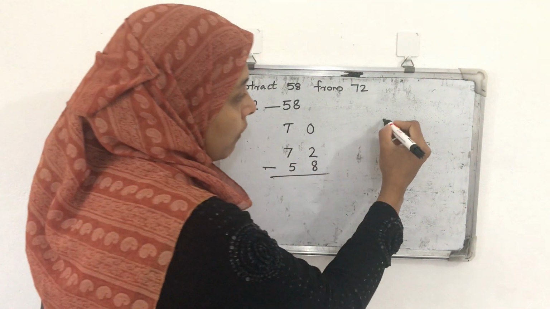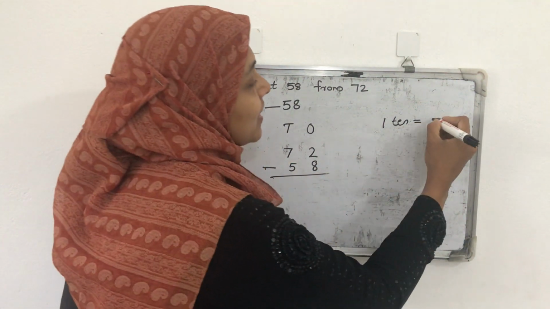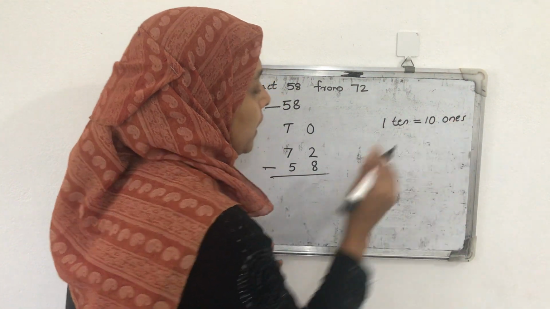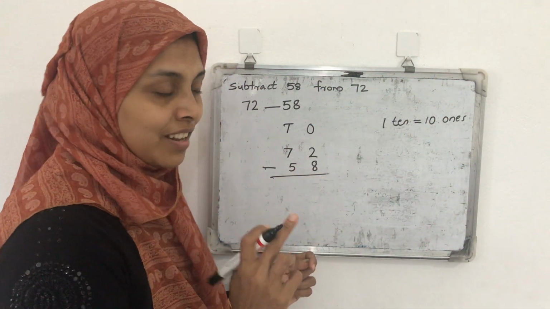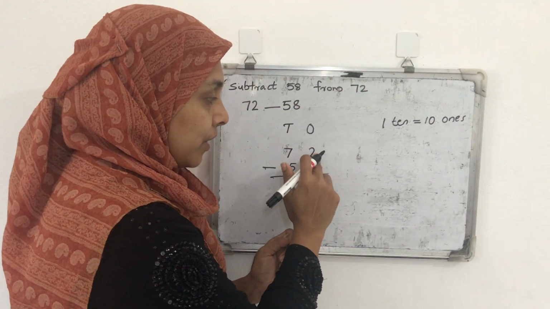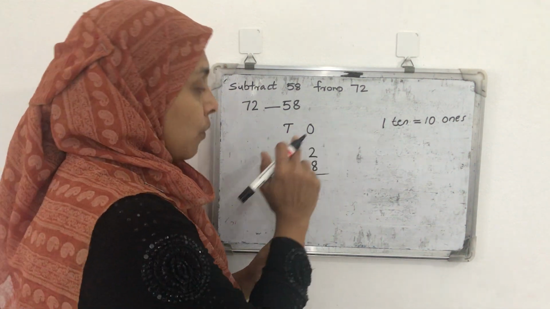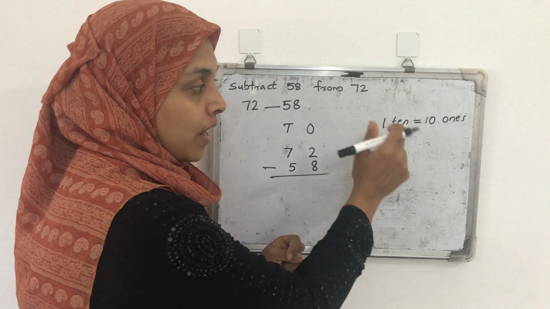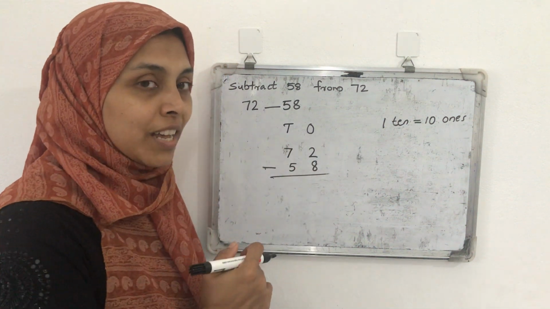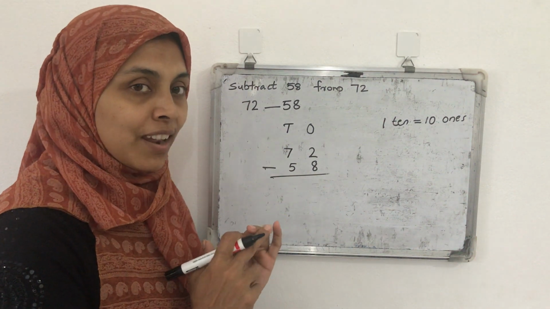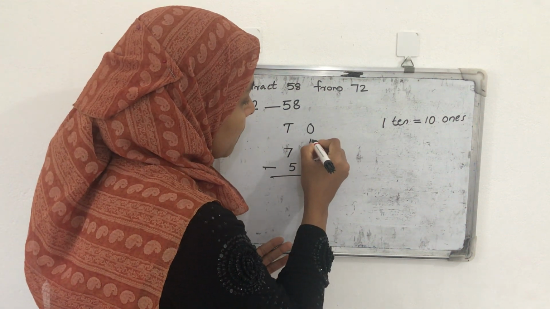1 ten equals how many ones? 10 ones. So we add that 10 ones to these 2 ones. Clear? Here we already have 2 ones, and with that we add 1 ten, which means 10 ones. 2 ones plus 10 ones is 12 ones. So we strike out this 2 and write 12.